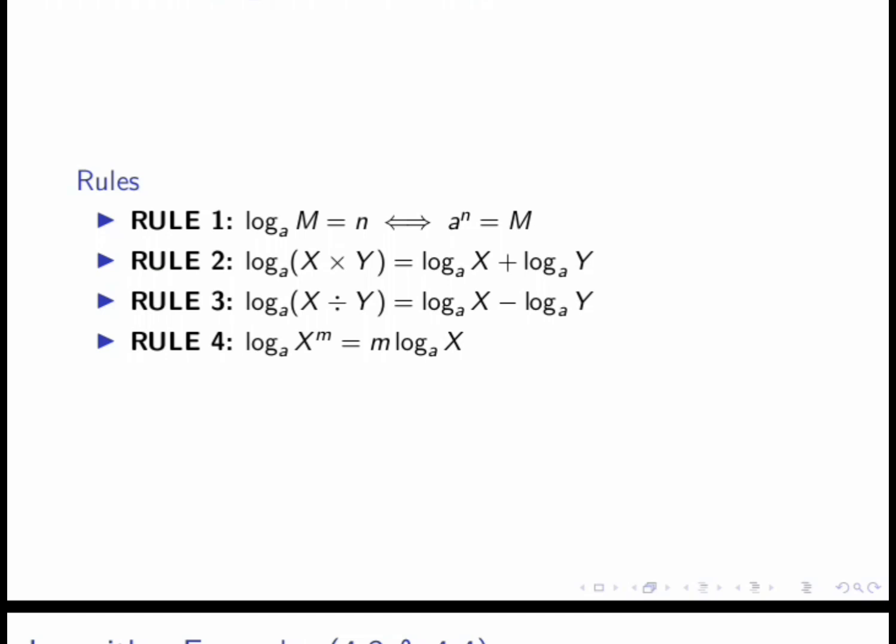The same thing goes for the division part. So division is negative. Now the last one, you notice that it is having a power. The last one is actually more like rule 1, but it has a different case.